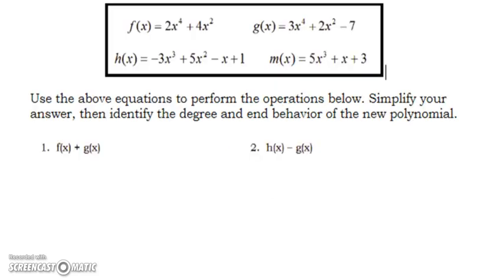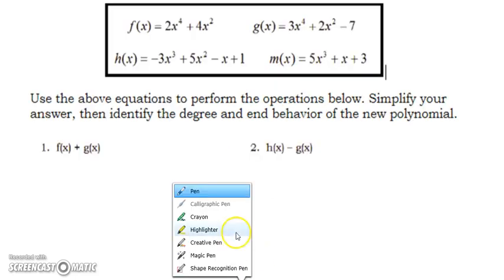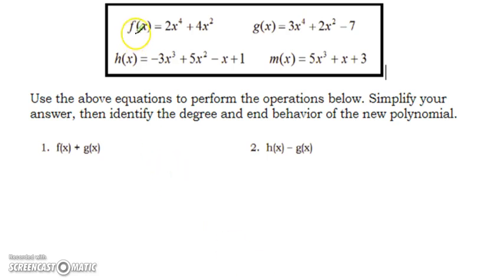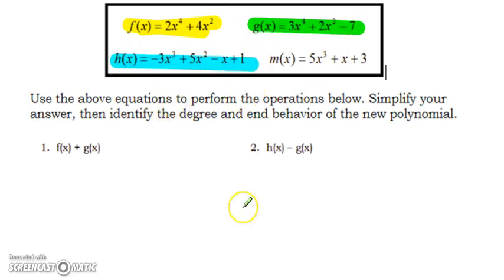We're going to use these four different functions at the top here, f of x, g of x, h of x, and m of x. We're going to use those four different functions today. The reason for the names is to make writing these problems down here a little bit easier. So we're going to use these above equations to perform the operations, and then we're going to identify the degree and the end behavior, okay?